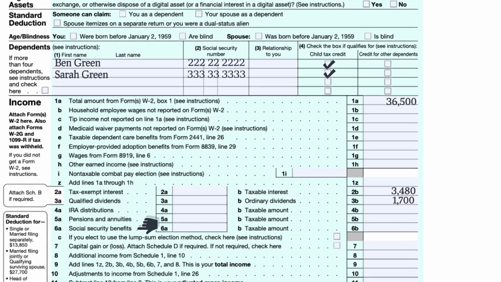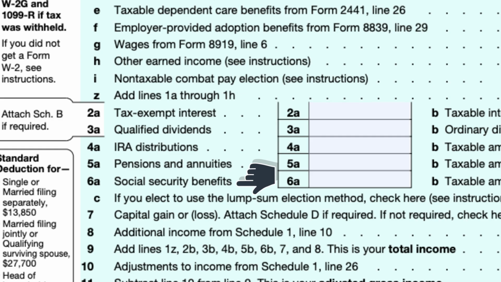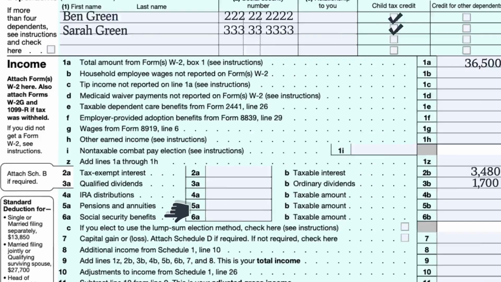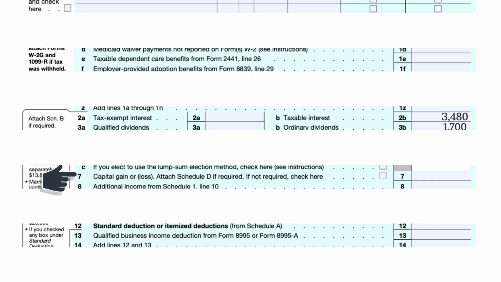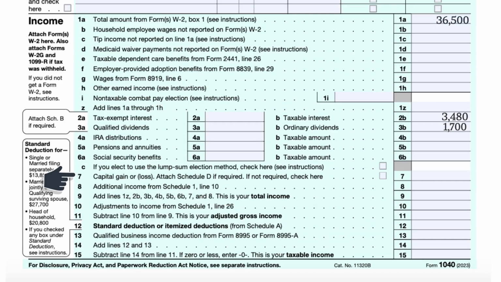On line 6, Social Security benefits are entered. Social Security benefits include monthly retirement, survivor, and disability benefits. Emily, again, does not have any Social Security benefits, so we're going to go into line 7, which is for capital gains and losses. If the taxpayer sold a capital asset such as a stock or bond, they have to then complete and attach Schedule D, capital gains and losses.